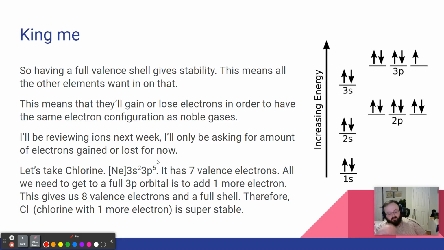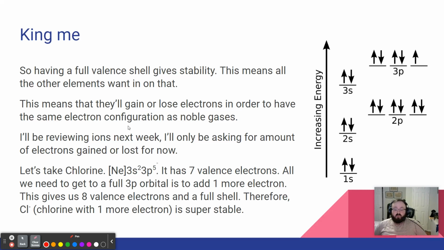So, king me. What I mean by that, having a full valence shell gives stability, so other atoms want to be like the noble gases. They want to be like the kings that have that stability. They want that. So they will gain or lose electrons to have that same electron configuration as the noble gases. So when you gain or lose electrons, your charge is going to change. And I'm going to talk about charge and ions. I'm going to review that next week. I don't want to do it now. I want to give us some time to get some of the work done in class, and I don't want this to go on for too long.